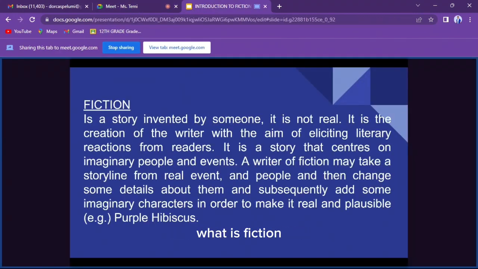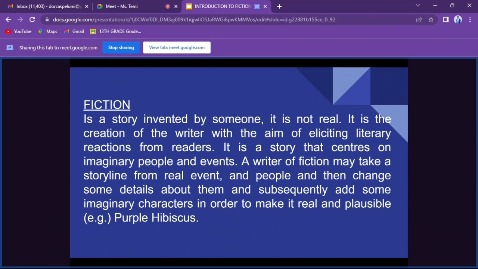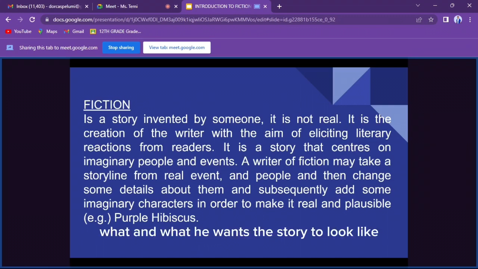What is fiction? Fiction is a story invented by someone. It is not real, so it is the creation of the writer with the aim of eliciting literary reactions from readers. What does that mean? You just want to get reactions from you, who is the reader. So a person can just sit down here and just think, I can just create this. Oh, this happened, and then this follows, and then this follows. So he is imagining what he wants the story to look like.